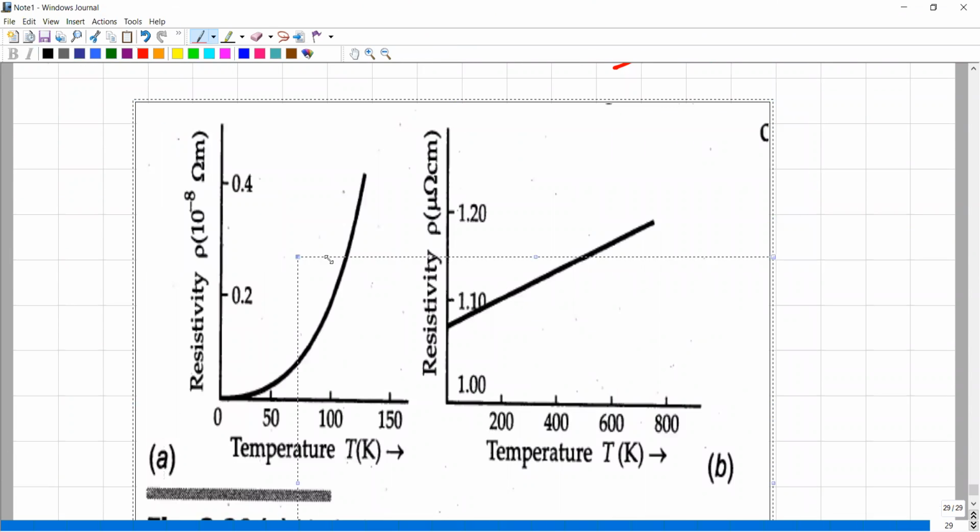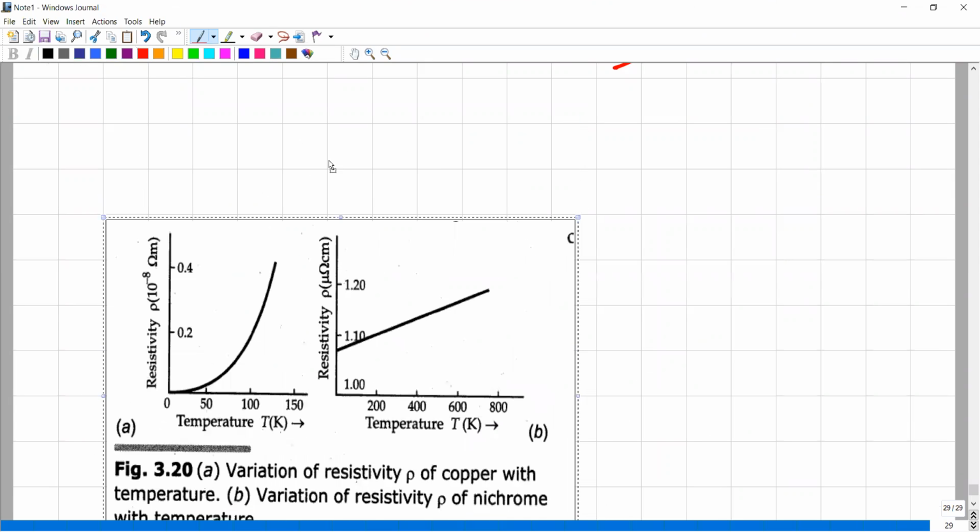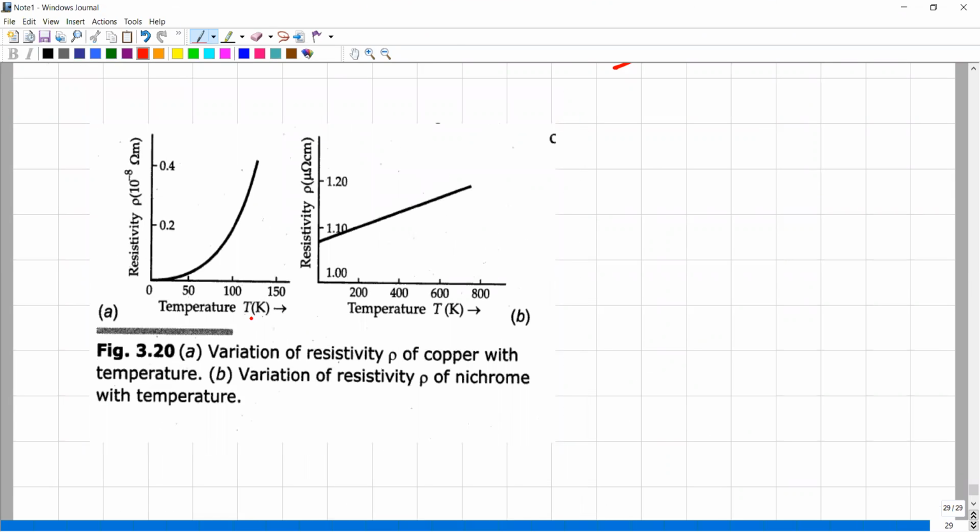So in your NCERT also you will find this graph, which represents the resistivity value of copper, and the resistivity value for nichrome. This is for nichrome. As you can see, the copper resistivity graph changes with respect to temperature. At low temperatures it has a different value, but then it rapidly increases.